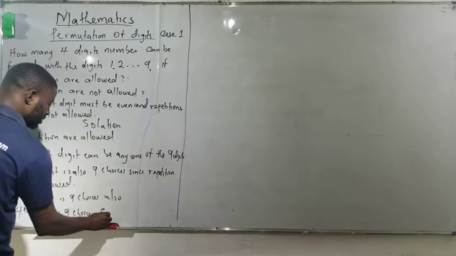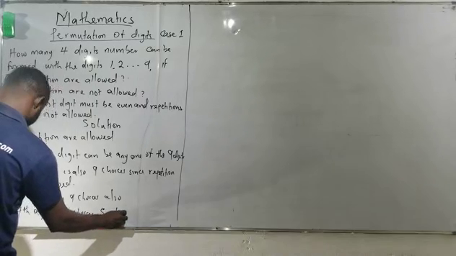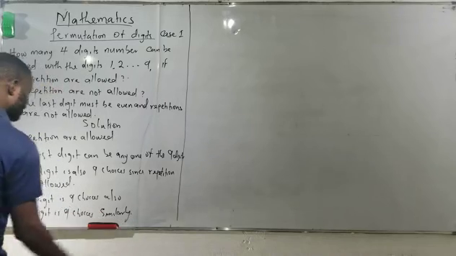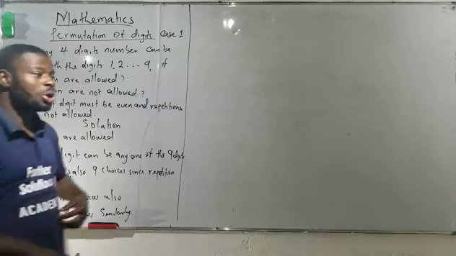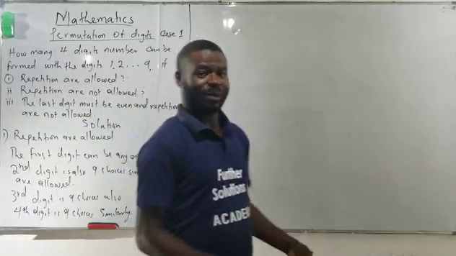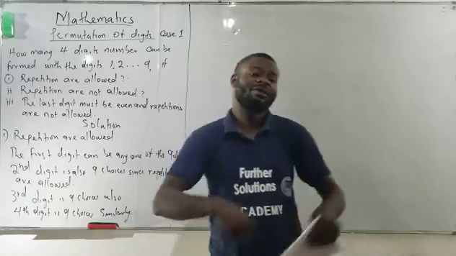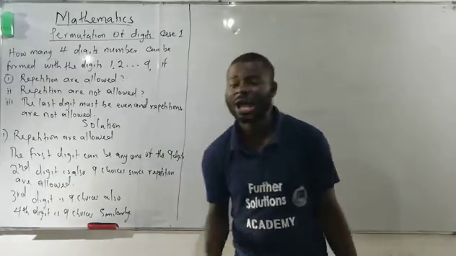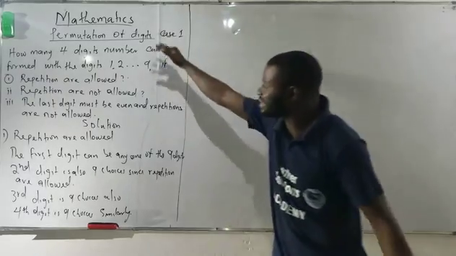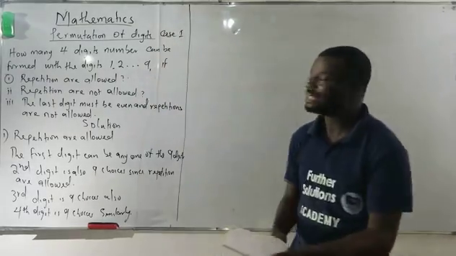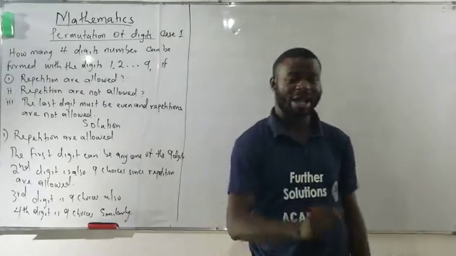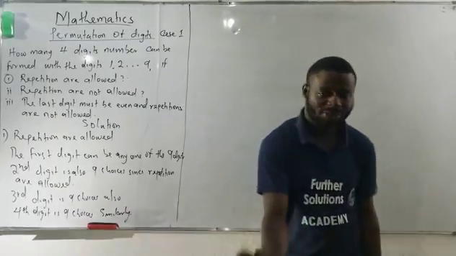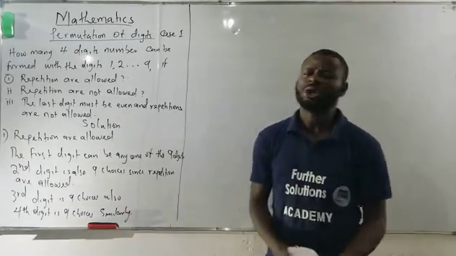Similarly, when repetition is allowed, you have an option of 9. When you have an option of 7, it will be 7. If you have an option of 5, it will be 5. Since repetition is allowed, it means you pick a particular number from 9, you drop it, another particular number from 9, you drop it. Do you get what I'm saying?